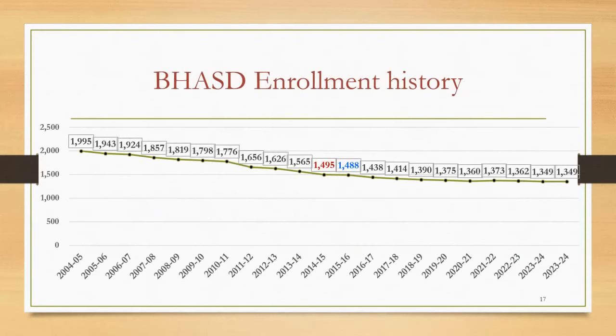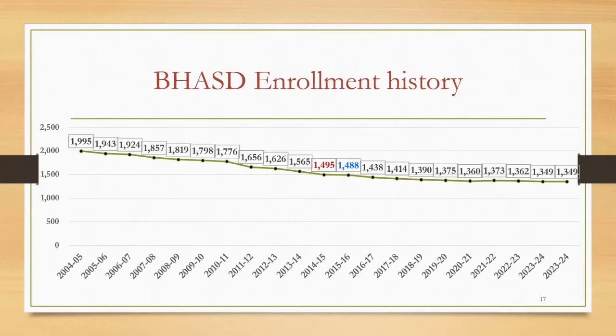Here's a projection of our enrollment. In the 2004 school year, we had basically 2,000 students. There was a big influx of students that came through our school district, partially because of some developments that were built in the late 90s, 2000s, and a lot of that development has stalled because of the crash in the housing market and some other economic factors, and as a result, you can see our enrollment decline.